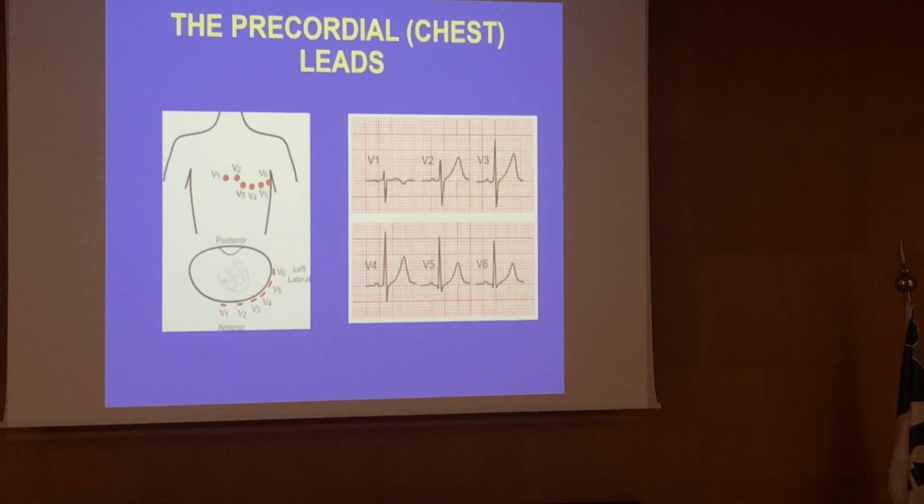Okay. Let's look now at V1, V2 and the heart. Which area of the heart are they looking at? Right. It is mainly looking at the right ventricle and the septal area. So V1 and V2 are the septal area. V3 and 4, the anterior surface of the heart. V5 and 6, the lateral areas of the heart.